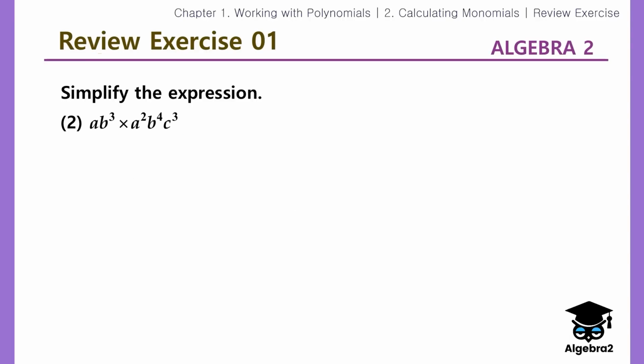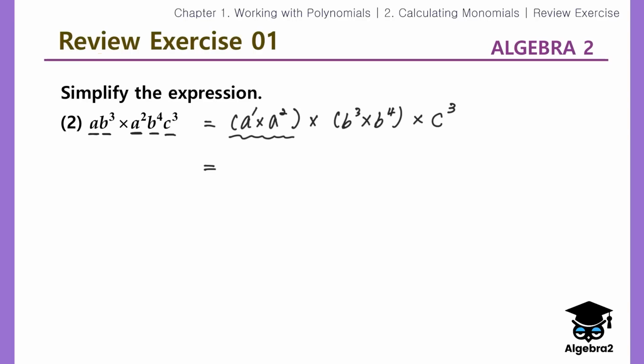Number 2, we do not have any number here, right? Any coefficients or constants, right? So we have a variable a, a squared, so that is equal to a times a squared times variable b, b cubed times b to the power of 4 and c cubed. So if we simplify this, that's a to the 1 plus 2, a to the 3. This one, 3 plus 4, right? So b to the 7, c cubed. That's it.